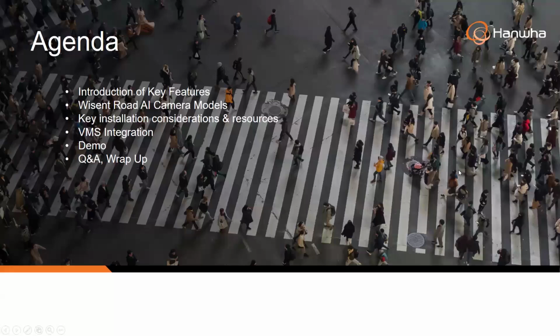Our agenda is we're going to start with an introduction of the key features of what our solution does and provides. You'll see a little video we'll kick it off with in a moment. Then we're going to talk about the different camera models that make up this lineup, this portfolio. We'll talk about some key installation considerations, and that's a big part of this webinar: making sure that the camera is placed in the right location to get the best read possible. We'll talk about some of the resources that we have for that as well.